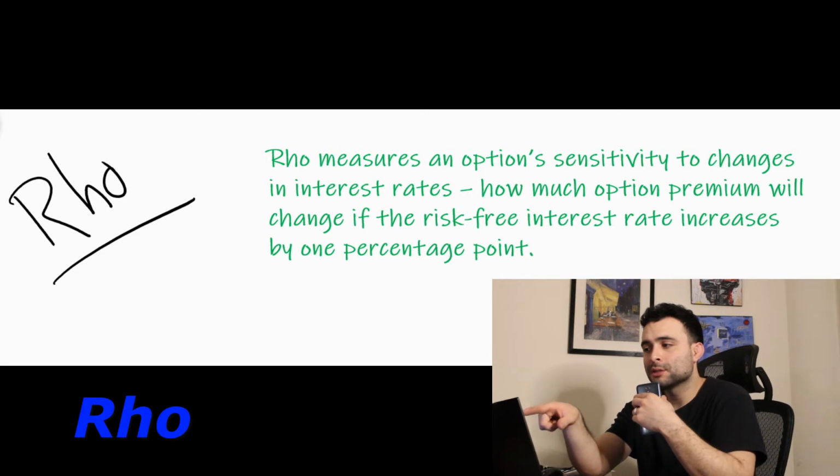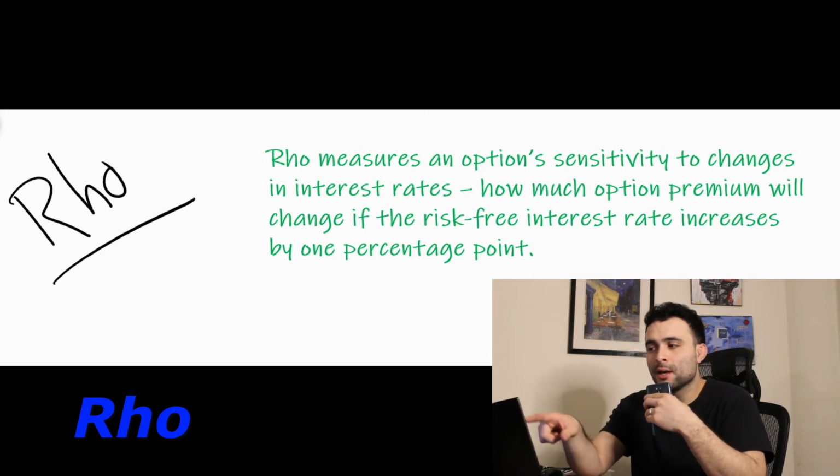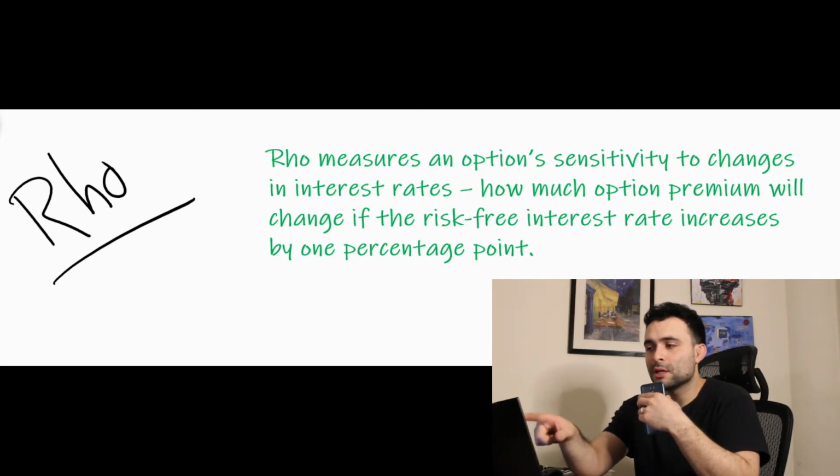So the next Greek we're talking about is rho. Rho measures an option's sensitivity to changes in interest rates: how much option premium will change if the risk-free interest rate increases by 1 percentage point.